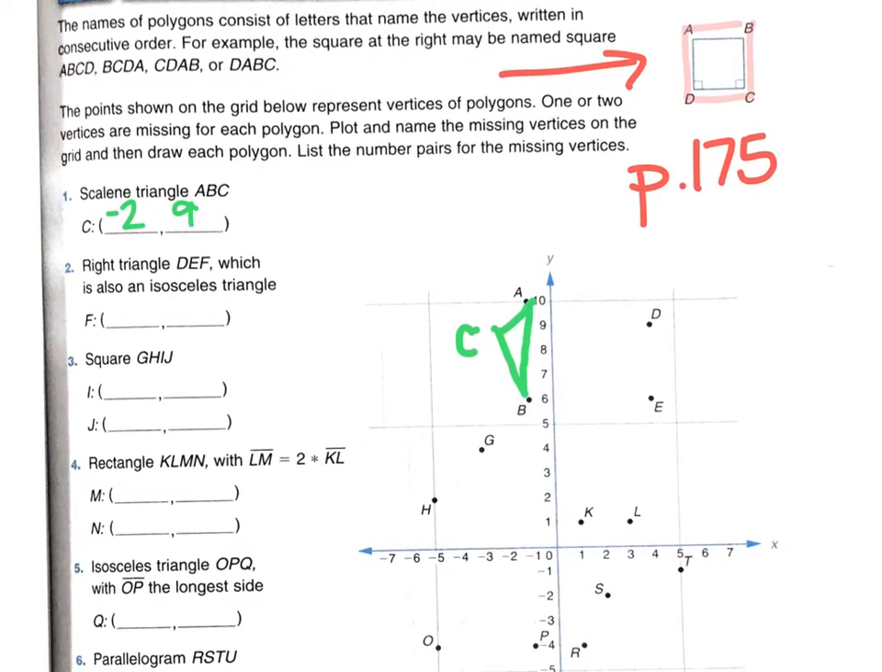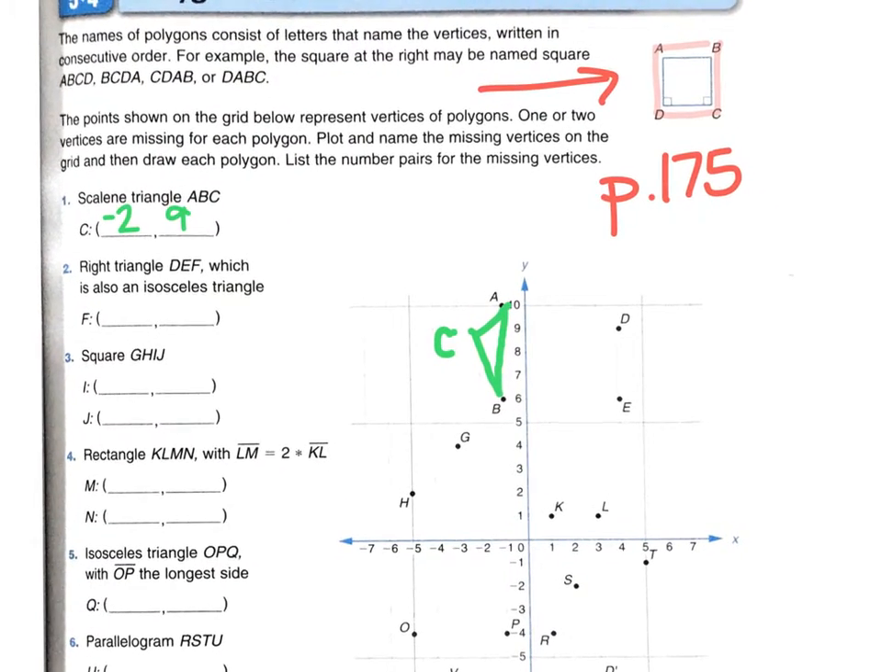So if you're still a little confused, we're going to do another one. We do have to know what these shapes are. So if you're confused about what a right triangle or isosceles triangle are, you're going to need to look that up today before you plot those points. We're going to keep moving.